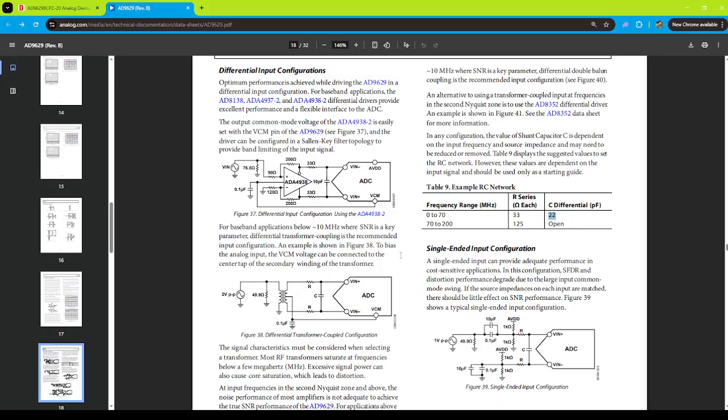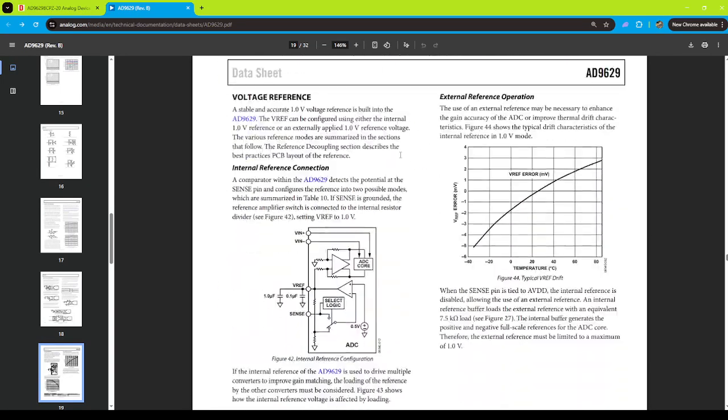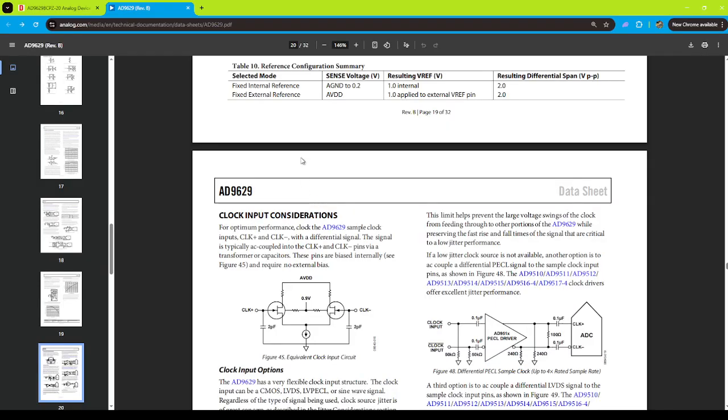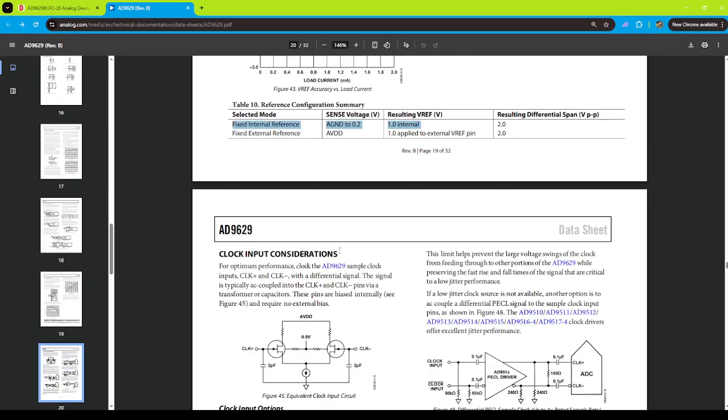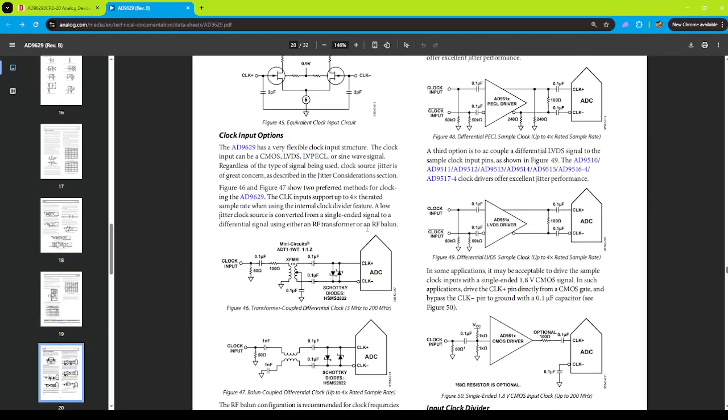So, okay, we know how to set it up. And our input voltage reference. A stable 1 volt reference is inside. And if you look at table 10, if SENSE is grounded, we use internal. So, okay, that's done. Clocking.